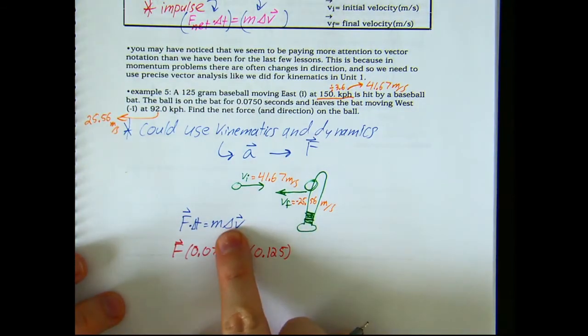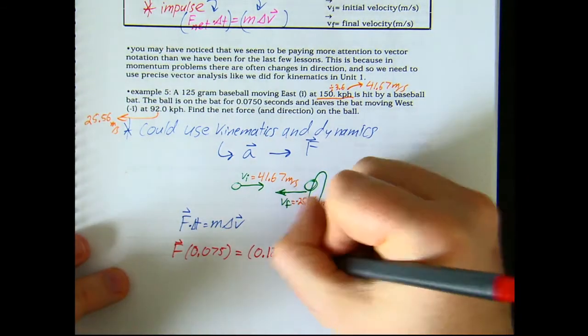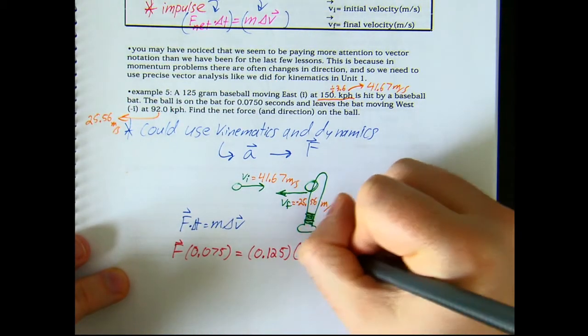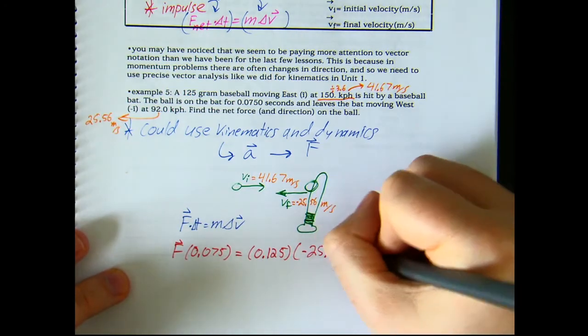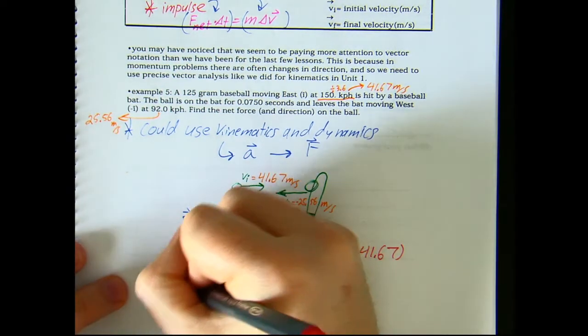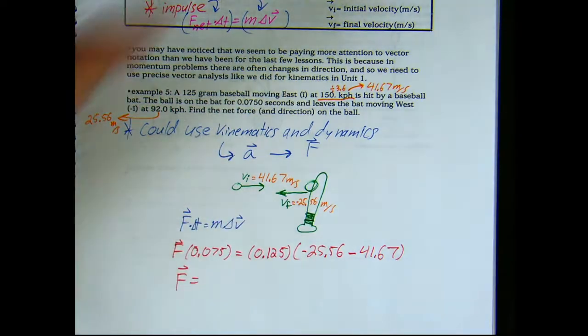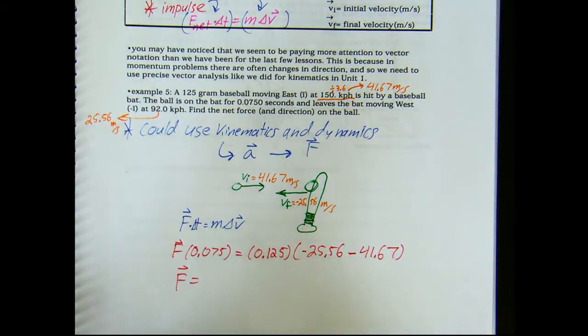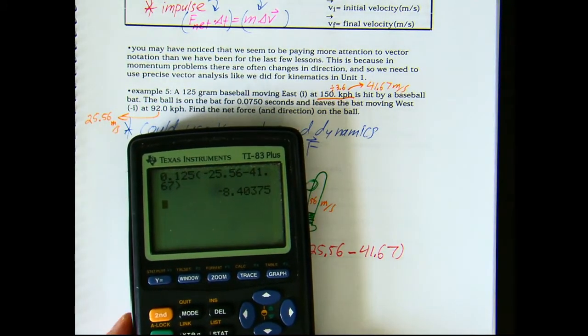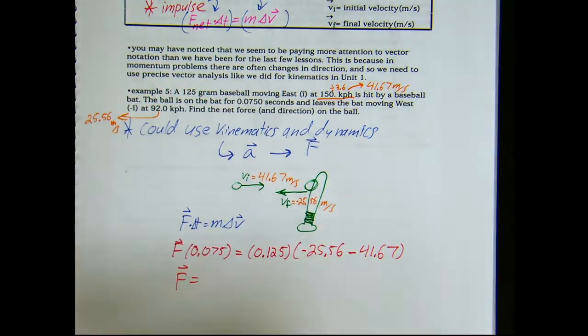And this, delta V, is a V final minus a V initial. So we're going to write it in there exactly as we've got it. Our final velocity was negative 25.56 minus our initial velocity of 41.67. So if we go through and solve this, we're going to get 0.125 times negative 25.56 minus 41.67. This is how I've set it up on my calculator. The right-hand side of that equation is equal to negative 8.40.